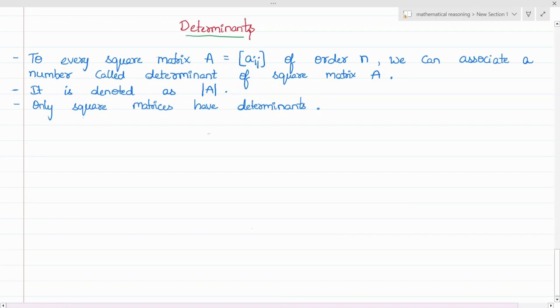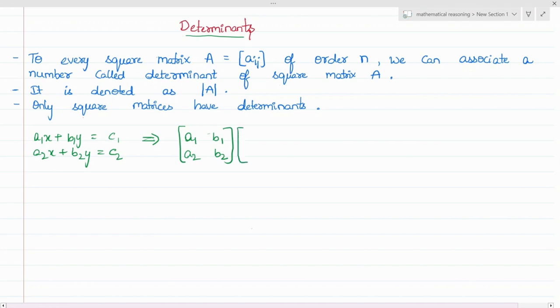the form of matrices. So equations like a1x plus b1y is equal to c1 and a2x plus b2y is equal to c2. These are two equations which can be expressed in the form of matrices like a1, b1, a2, b2, which is a 2 cross 2 matrix, multiplied by the variable elements x and y, is equal to the constants, those are c1 and c2.